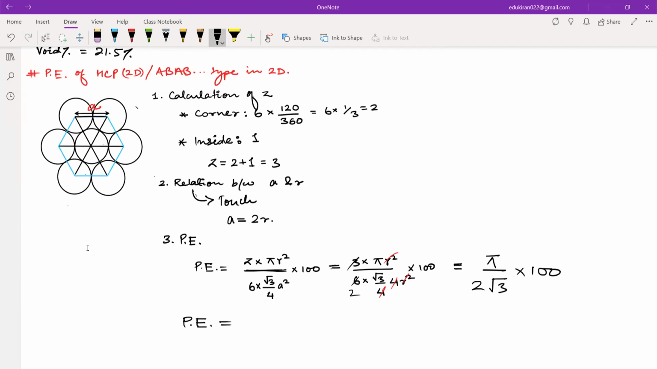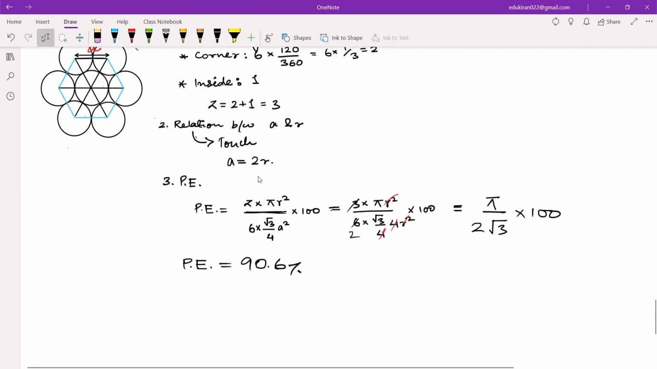Yes, Fatima. Yes, sir. The answer hasn't come yet? Write the answer 90.6%. Okay, 90.6% will be the packing efficiency, and then you can write a few more things. That is packing fraction, which will be 0.9, and then you'll write the void percentage, which will be equal to how much? 9.4, right? Then please write these two things. Then we will look at the 3D ones.